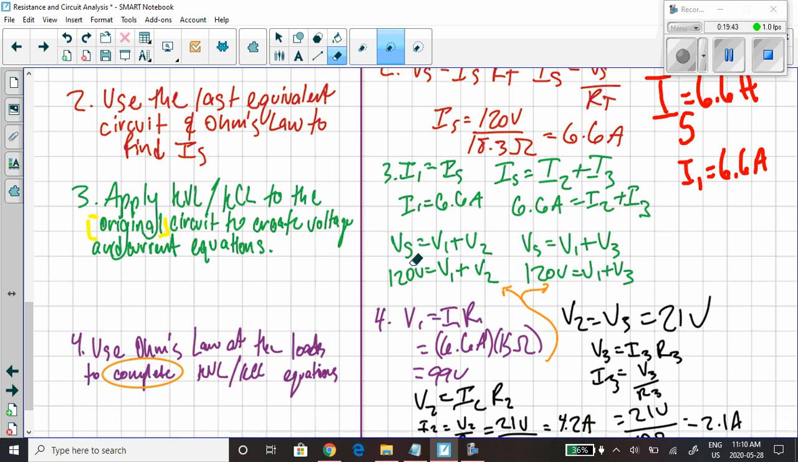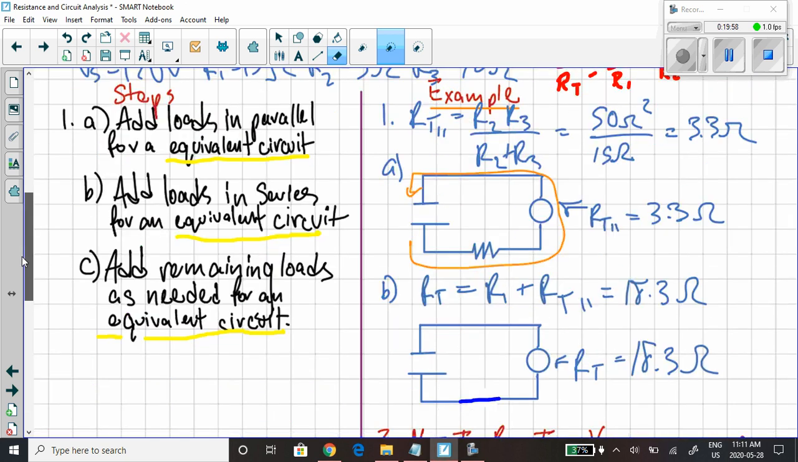And we know Vs is equal to 120 volts. So 120 volts is equal to V1 plus V2. And we stop there. We got two unknowns in this equation, but that's okay. We got more work to do. Let's keep applying Kirchhoff's voltage law.